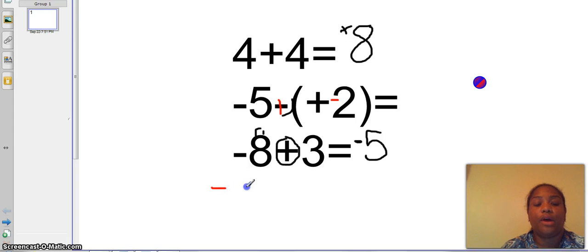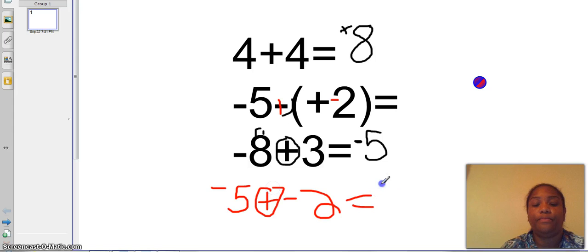Okay, so I'm going to add a line, and I'm going to change the sign. So now that becomes a positive. Okay, so maybe that wasn't the best one to do. So let's erase that. That was confusing. So let's do red. So I'm going to add a line, and now I'm going to change the sign. So now my problem is negative 5 plus negative 2. So now that my problem is an addition sign, all I have to do is add the numbers up and take the same sign.